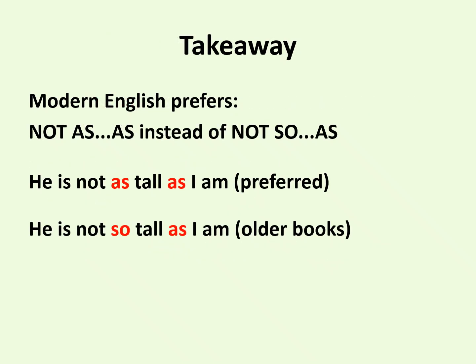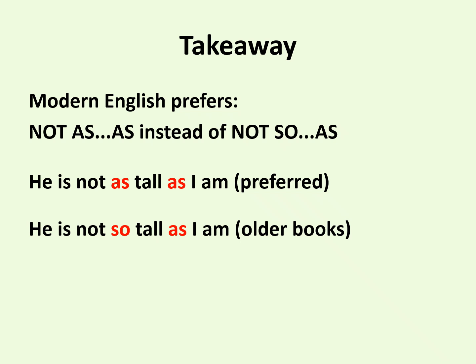So what is the final takeaway? Final summary. Modern English prefers not as tall as, not as rich as, not as big as, not as fast as. It does not recommend not so rich as, not so big as, not so fast as. That so as is not recommended. We recommend not as big as, not as tall as, not as rich as. So he is not as tall as I am is preferred. He is not so tall as I am, you will find in older books, but modern English does not prefer it.